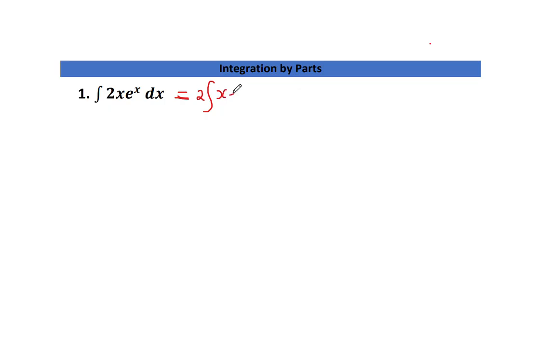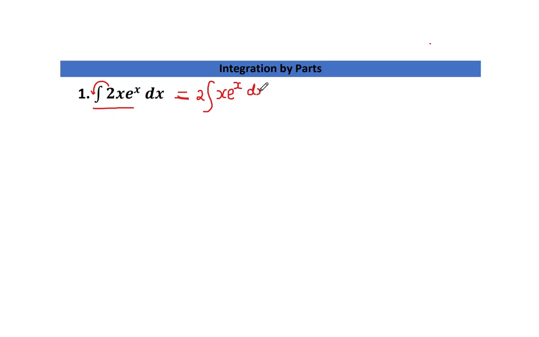The reason for doing this is to really simplify the integral. So the integral here is x e to the x. This is really just a re-expression of the original problem. The integral of 2x e to the x with respect to x can be expressed as 2, pulling out this constant and placing it in front of the integral sign. So we have 2 by the integral of the product x e to the x with respect to x.